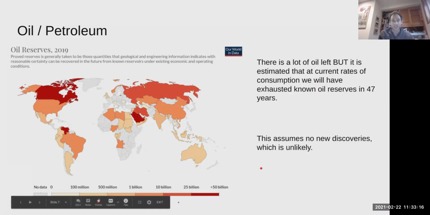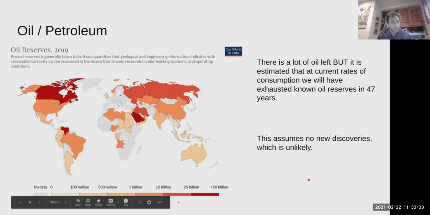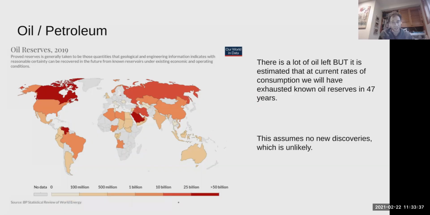It assumes our known reserves will not be added to, and that is unlikely because we get good at exploring new places. We get good at finding oil or extracting oil in places where it used to be too difficult, like, for example, offshore drilling. That was something that wasn't possible a few decades ago, and we figured now we can do it in deep sea waters. So it is very likely that our reserves will be added to, that we will make new discoveries.